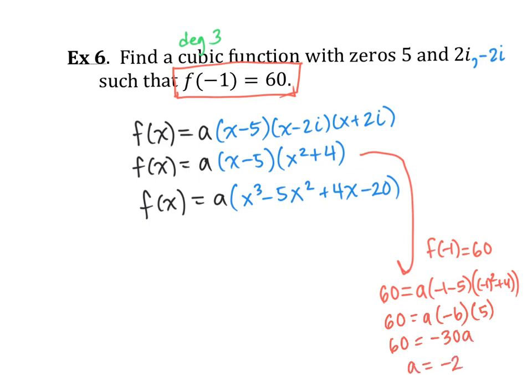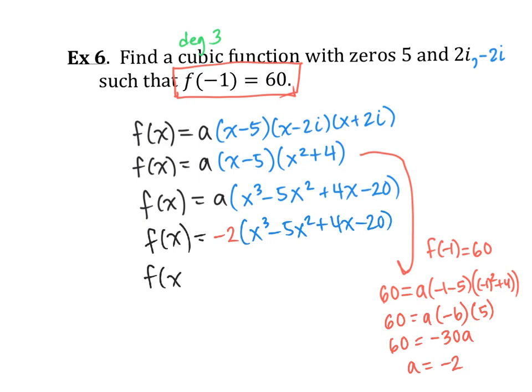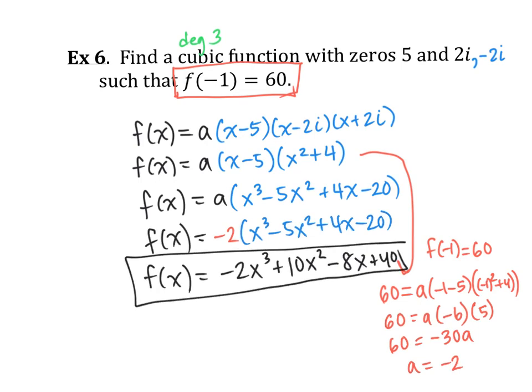If I had plugged in on a different step, I would have also got that a is negative 2. Now I need to throw that constant in there so that my function will give me the correct value. Because they're going to want it in general form or standard form, I am going to distribute this out to get my final answer. Okay, this is my final polynomial. It has the 3 zeros they asked for, and if I plug negative 1 into this function, I should get 60.